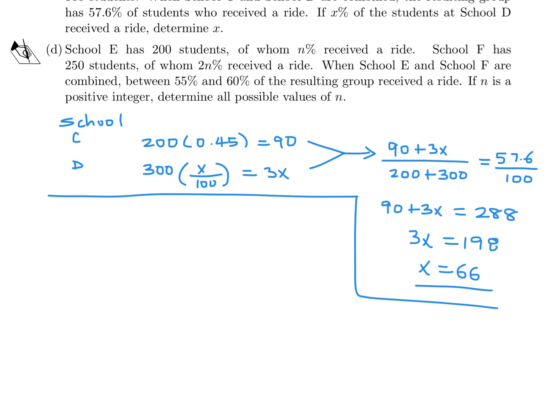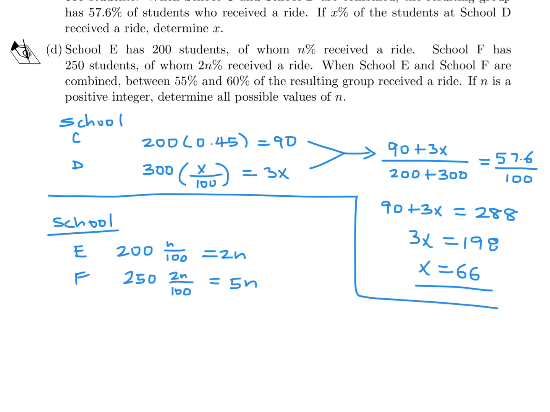All right. So very similar to the previous question. It's just a little bit different with regard to the lettering. So again, we have school E this time and school F. School E is 200 times n over 100, and that's just 2n when you do that math. School F is 250 times 2n over 100, and that is 5n, I believe.